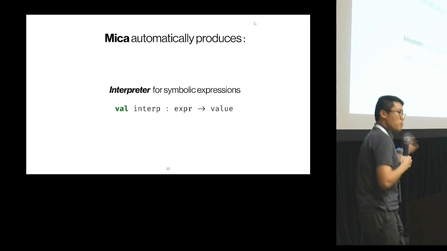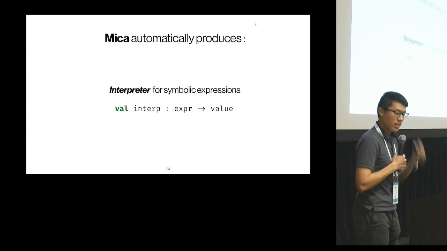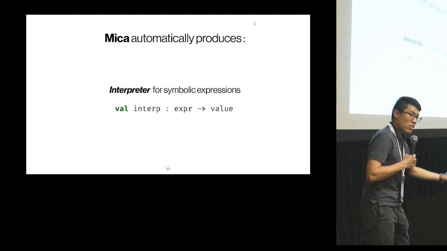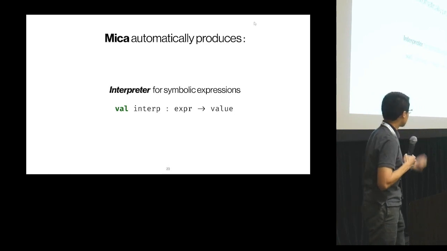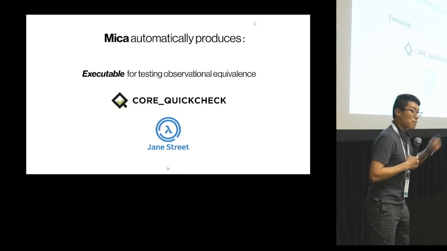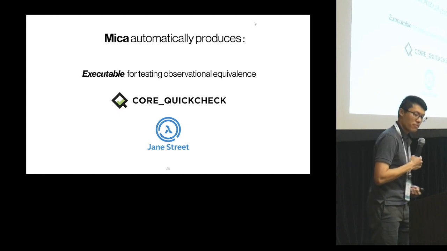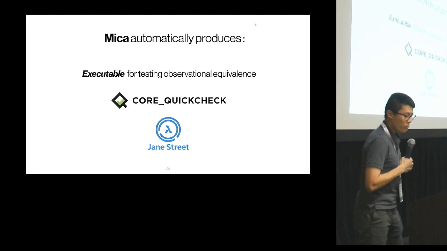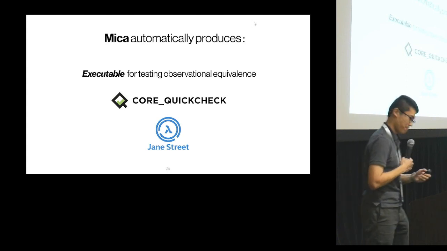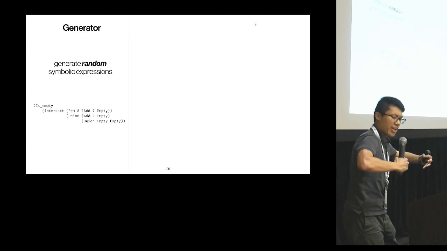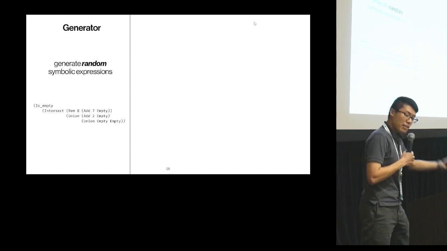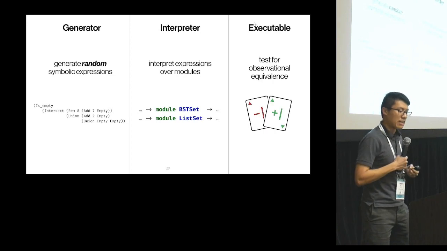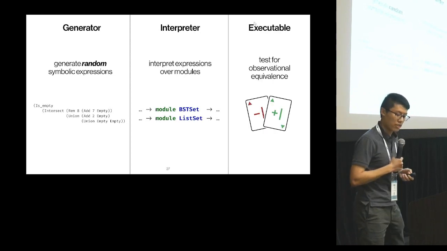Mica also automatically gives us an interpreter for symbolic expressions. This interpreter takes in a symbolic expression and interprets it over my module implementation, producing a corresponding value. And Mica also gives us an executable for testing observational equivalence. Here we're using Jane Street's fantastic Core Quickcheck property-based testing library to do this. So how do these pieces fit together? Well, we first run our generator to generate random symbolic expressions. We interpret them over our two modules, and then we run our executable to test for observational equivalence.